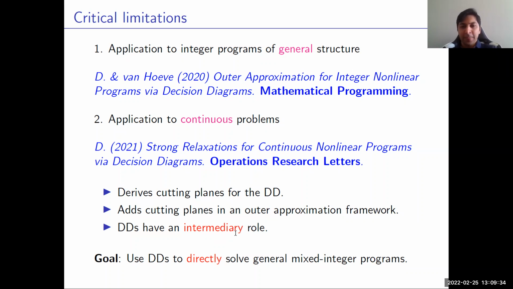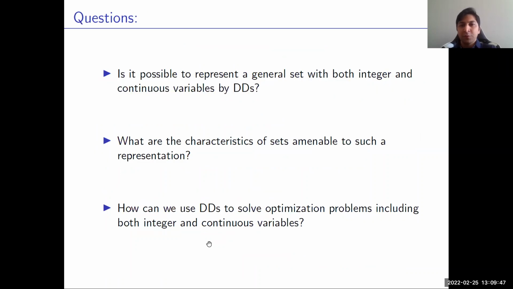So this raises the question of whether it's possible to use decision diagrams to directly solve a mixed integer program. This is our goal in this work, to address this question. In particular, we want to address 3 open questions in the community. Is it possible to represent a general set with both integer and continuous variables directly by decision diagrams? What are the characteristics of sets that are representable by decision diagrams, and how can we use these representations to solve optimization problems with both integer and continuous variables?